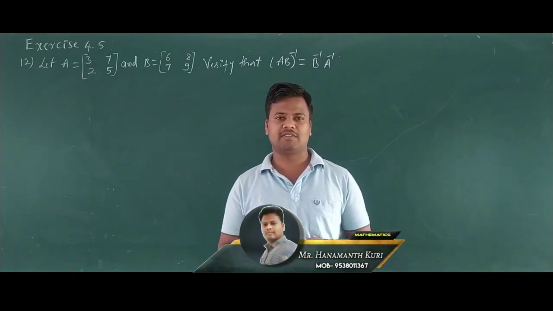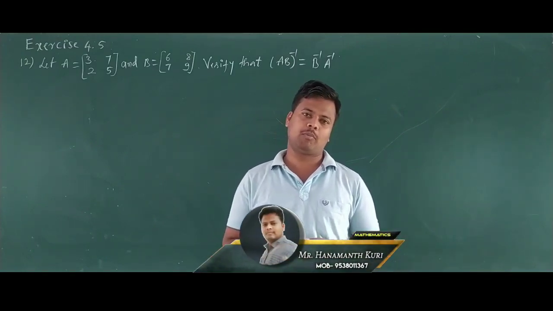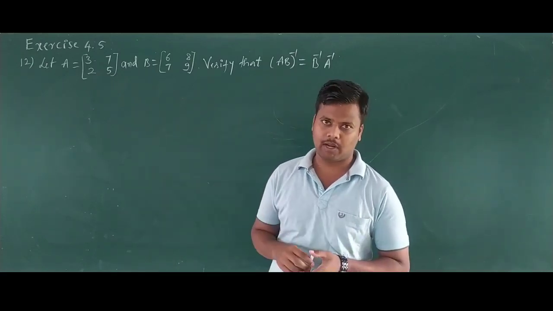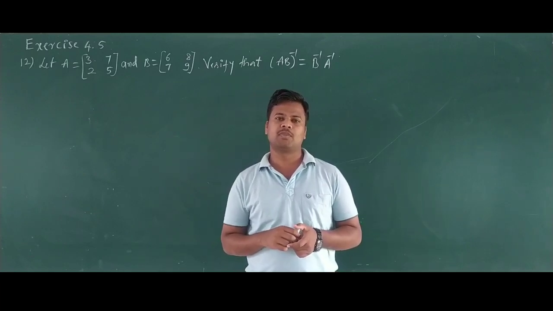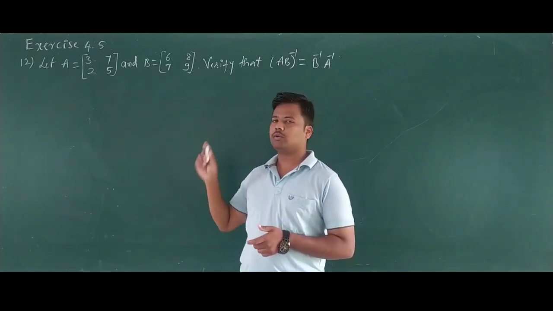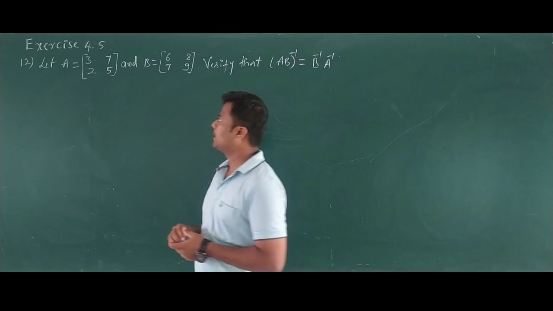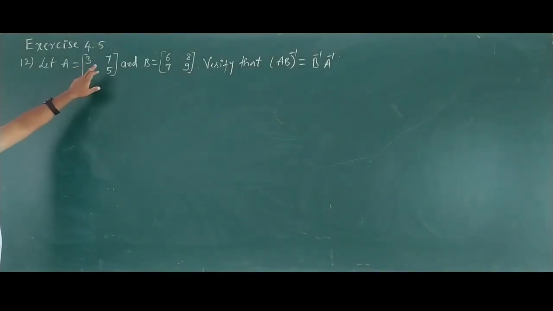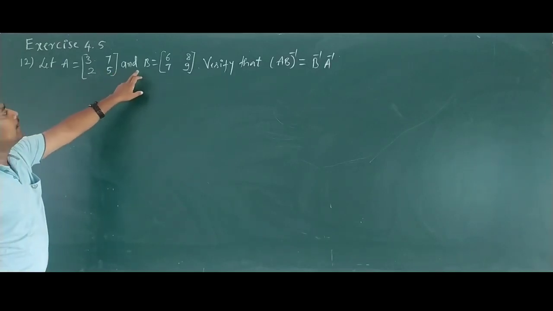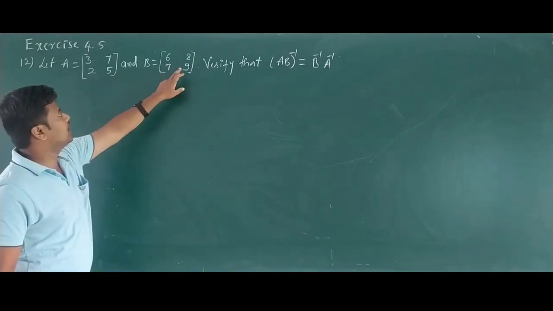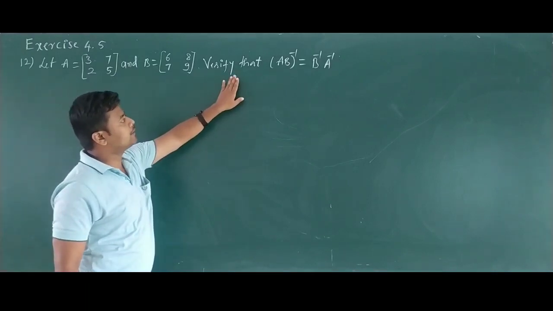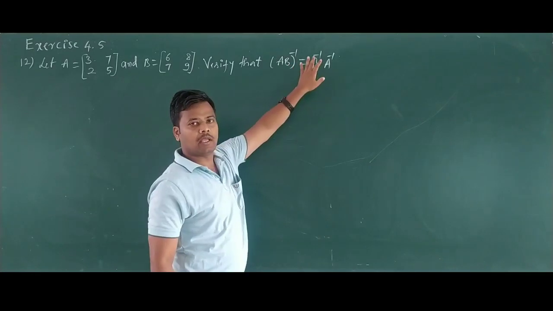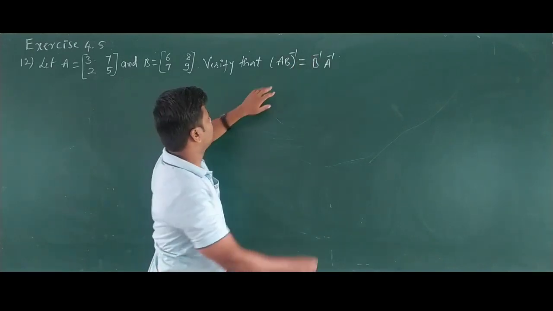In our previous class, we have seen problems from 11.1 to 11 of your exercise 4.5. So in this session, we will see problems from 12 to 18. Let A equal to matrix 3, 7, 2, 5 and B equal to matrix 6, 8, 7, 9. Verify that (AB) whole inverse equals B inverse into A inverse.